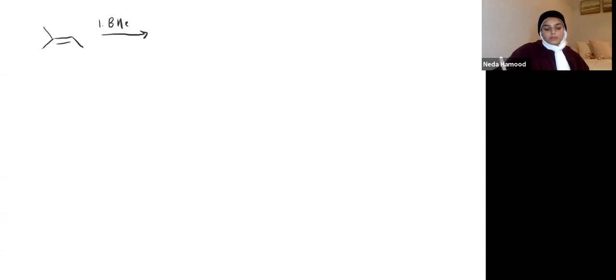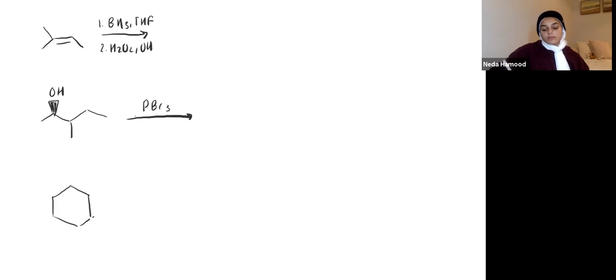1, we have BH3 THF, and then 2, we have H2O2, OH. This second one here, we have OH like this, and PBr3, and then the last one here, we have Br on a dash with something like that, and we have H2O. I'm just going to go ahead and give you guys the answers to this one.